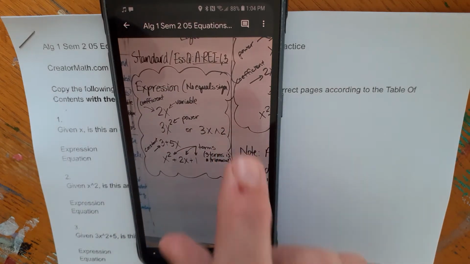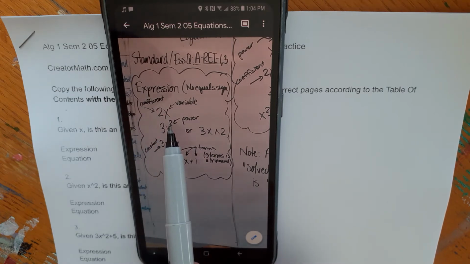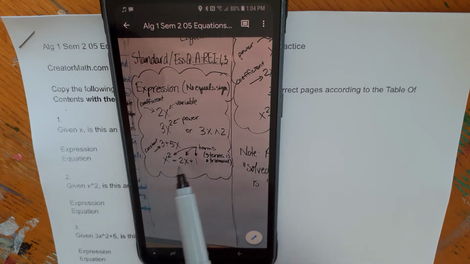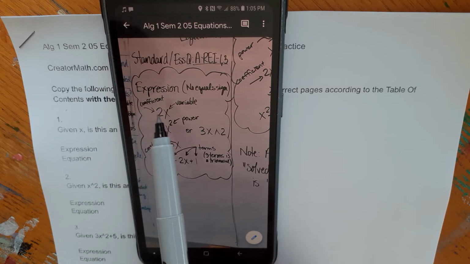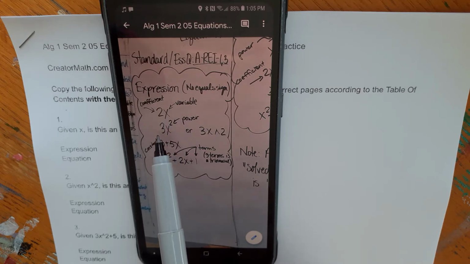This is talking about what an expression is. 2x is an expression. 3x squared is an expression. 3 plus 5x is an expression. X squared plus 2x plus 1 is an expression. There are different parts to what we talk about in algebra. A coefficient is a number attached to a variable. A variable is, well, like x, a letter that represents some number or any set of numbers, etc.